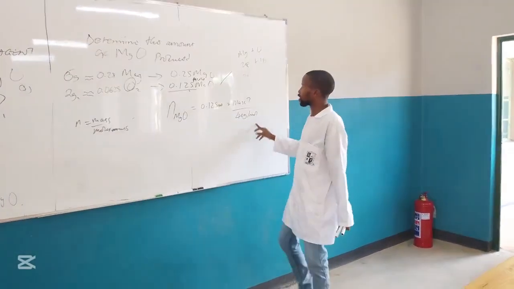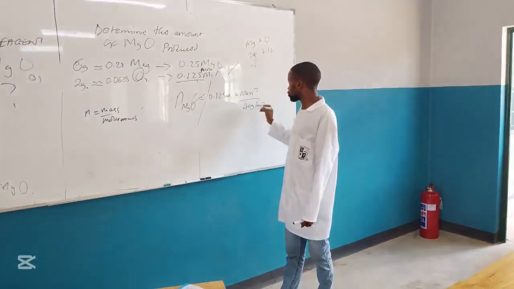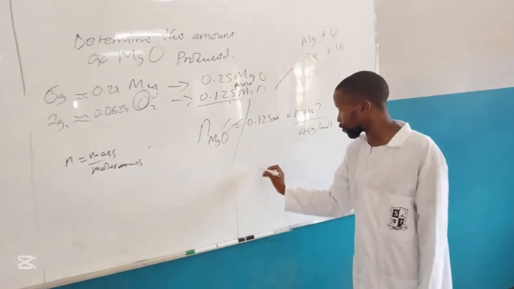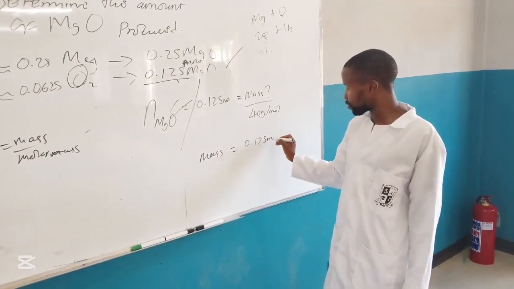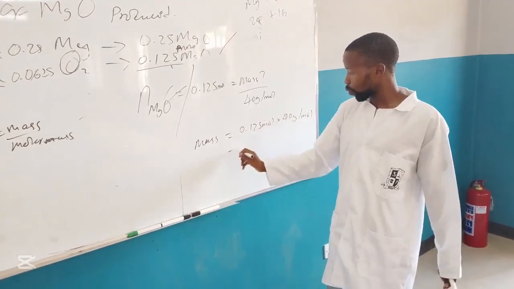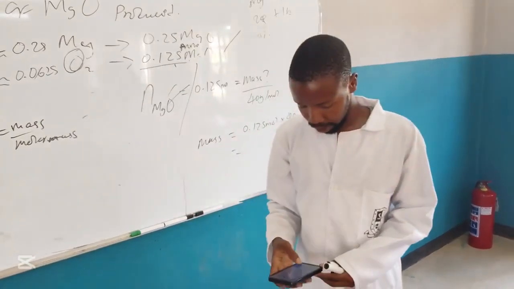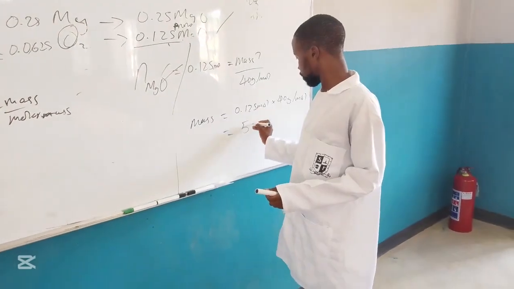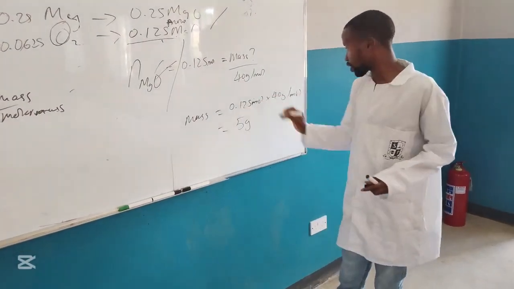For us to find the mass, we simply have to make mass the subject of the formula. So mass is equal to 0.125 moles times 40 grams per mole. Let me just use a calculator. So we have 0.125 times 40, 5 grams. Moles and moles will cancel. So we have 5 grams.